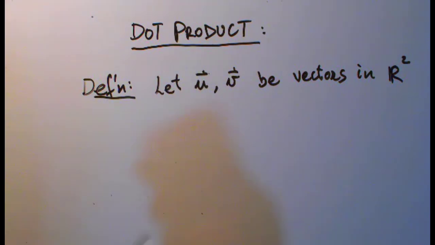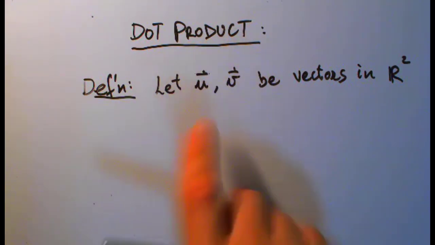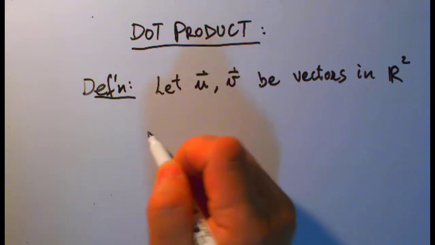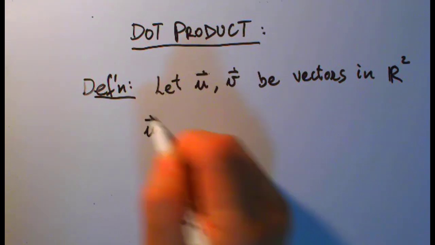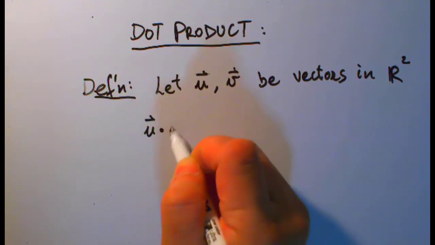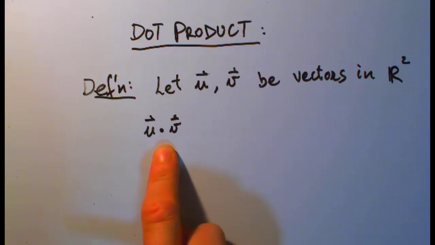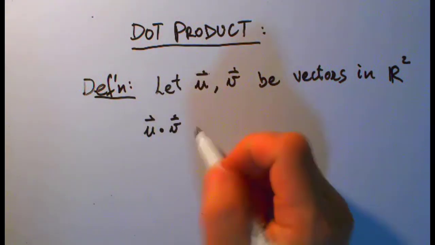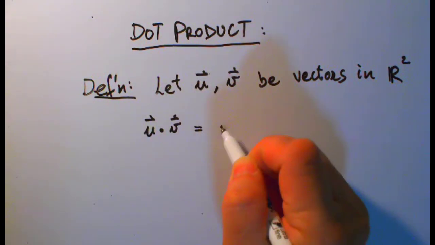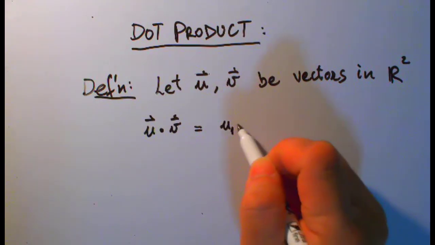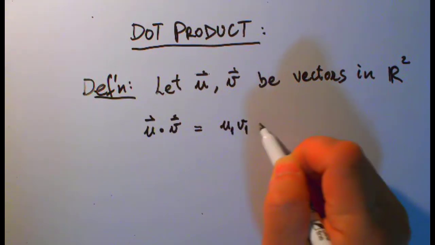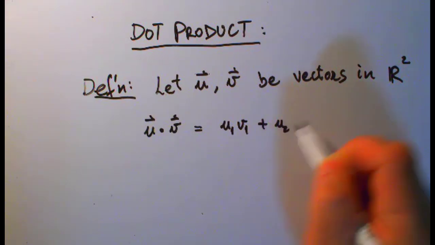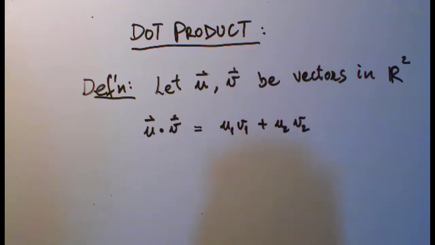So the dot product between the two vectors u and v, we're going to take the symbol u dot v, and make sure you use that dot symbol, which is usually bigger than the usual dots for multiplication. So the dot product is now defined to be u1 times v1 plus u2 times v2.